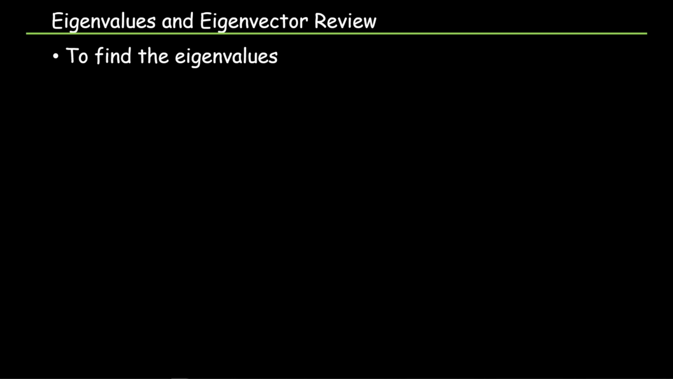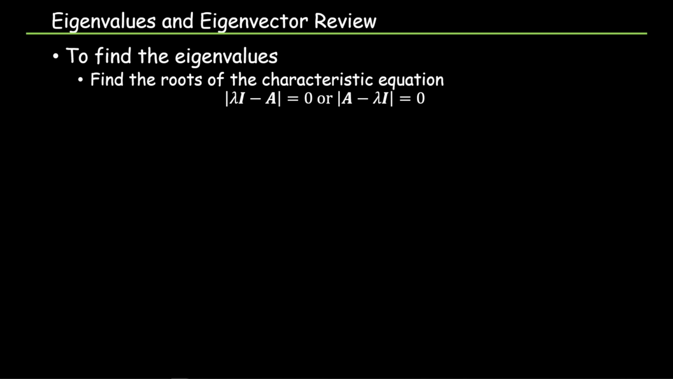To find the eigenvalues, what we have to do is find the roots of a characteristic equation, in which case the characteristic equation is the determinant of lambda times the identity matrix minus A, set equal to 0. Another way you can write this equation, which is my favorite way of writing it, is the determinant of A minus lambda times the identity matrix, set equal to 0. When you find the roots, those roots will be your eigenvalues for that given matrix.